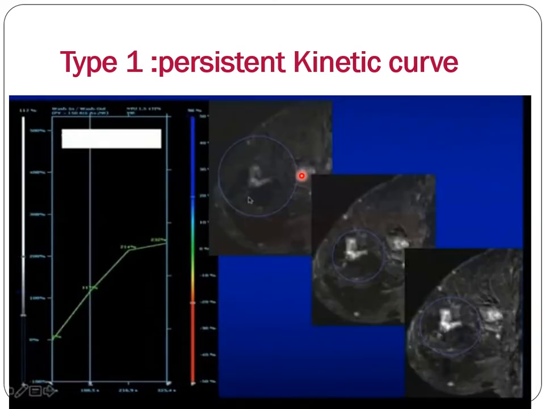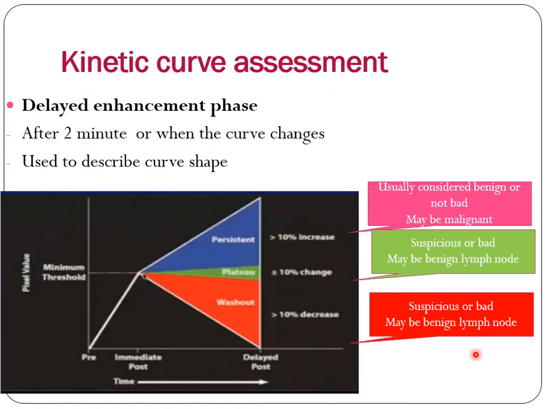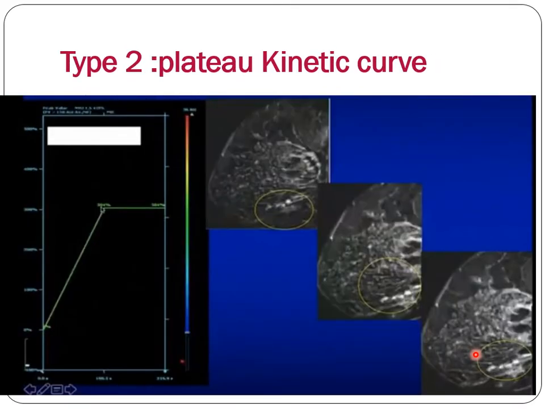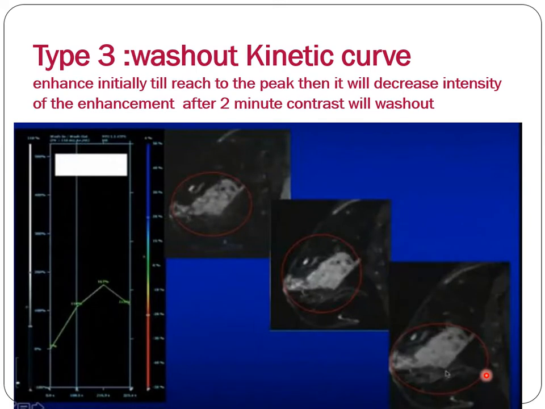The first one is the persistent kinetic curve. As you see it here, there is increasing intensity with time. The second one is the plateau. If you see a constant enhancement of the lesion, not changing. While the third one is the washout kinetic curve, if you see in the images there is a decrease in the signal intensity with time.